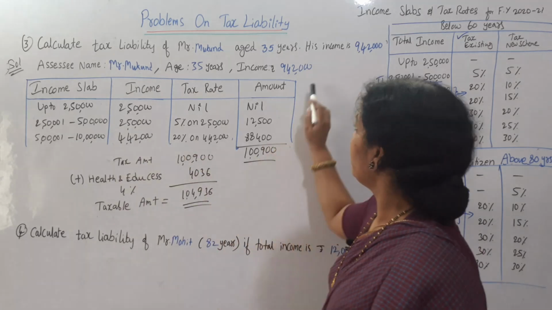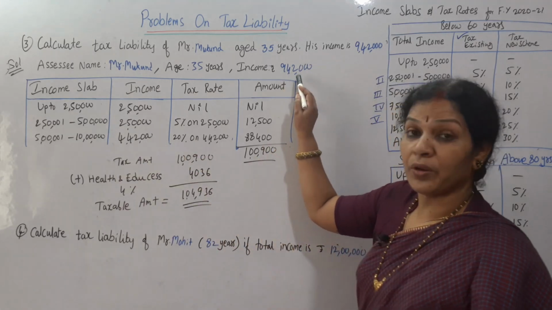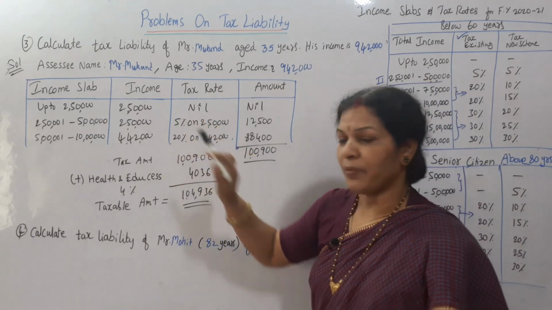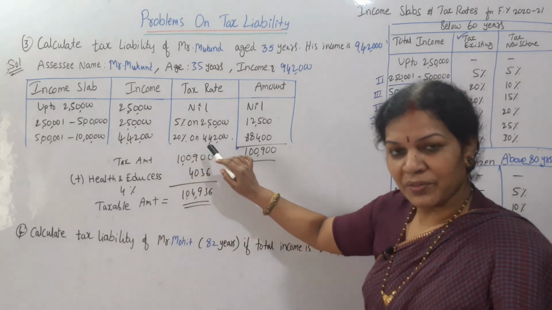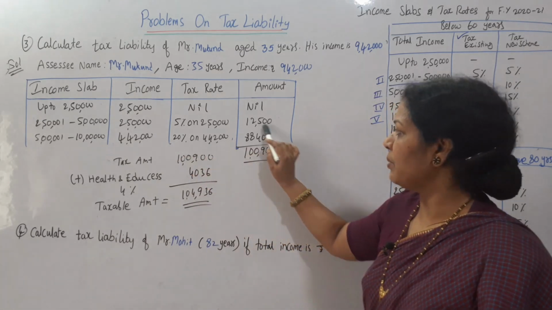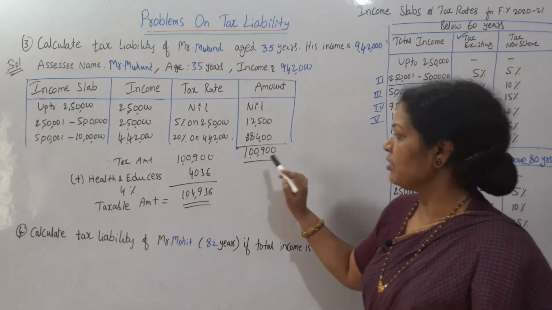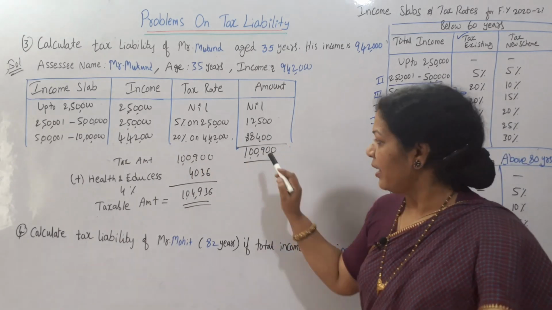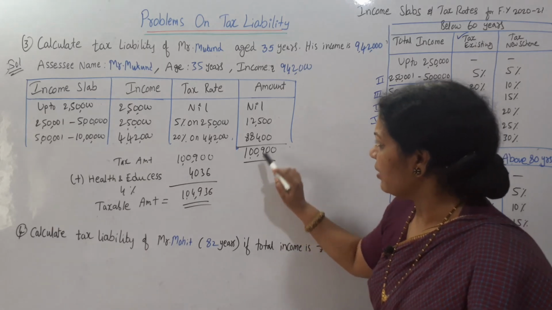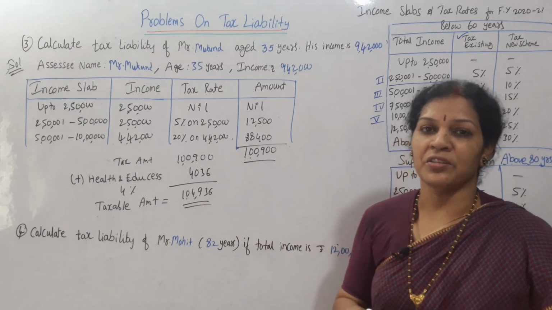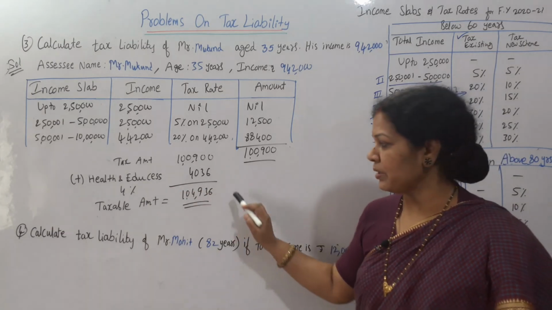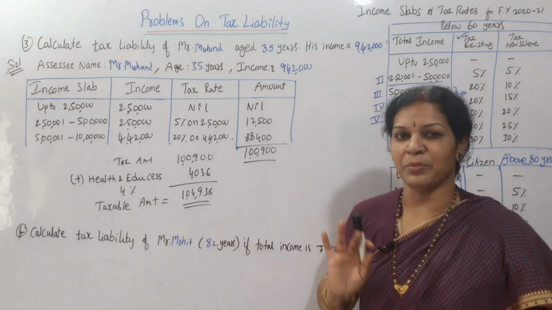20%, but we have only 4,42,000 because 5,00,000 is already over. On 4,42,000, we charge 20%. 20% comes to 88,400. Total it is 1,09,900 rupees. So to that we have added health and education cess of 4%. So we got it. This is the taxable amount.